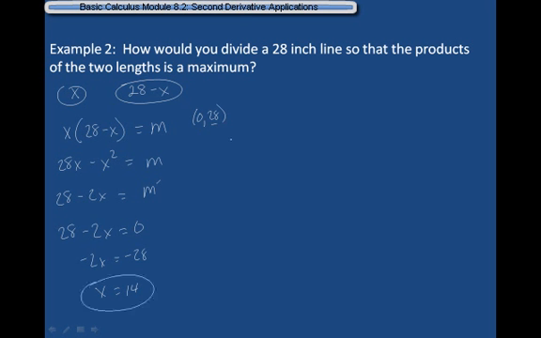We have a critical value at x equals 14. If m prime is equal to 28 minus 2x, let's try the second derivative. That would give us negative 2. The second derivative at x equals 14 is still going to be negative 2, because once again, this one doesn't have an x value for me to plug 14 into. And so our second derivative would be equal to negative 2, which would mean that this function is concave downward, and that at this value, this would be a maximum point.